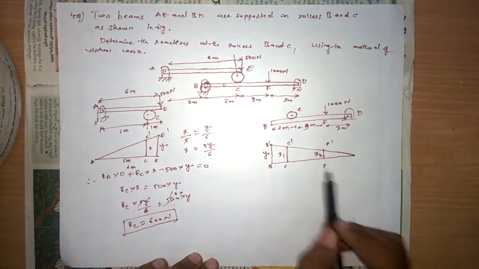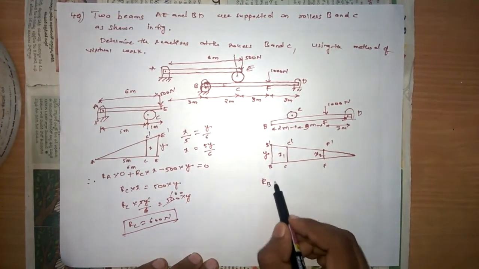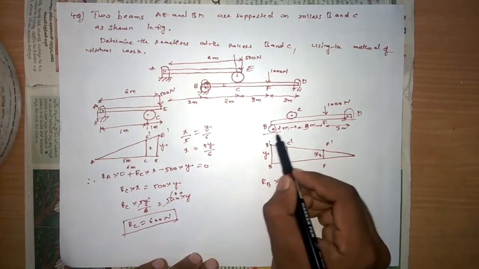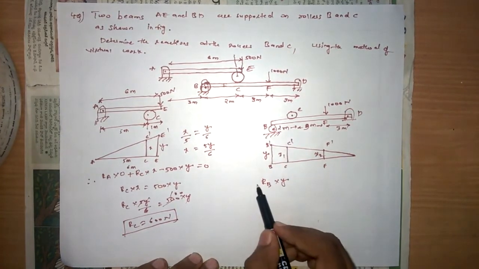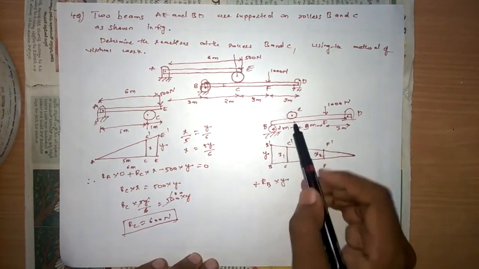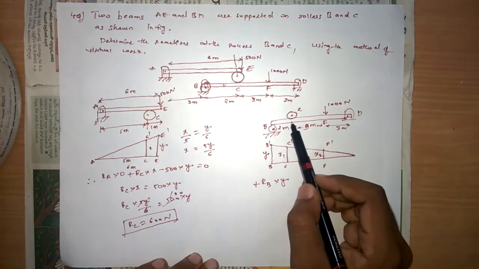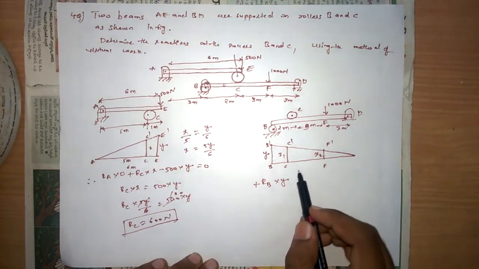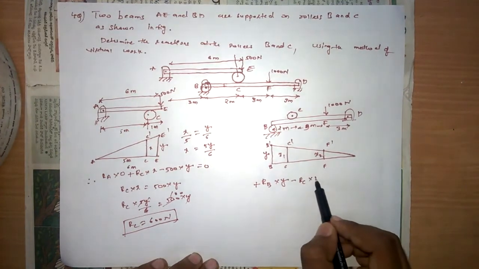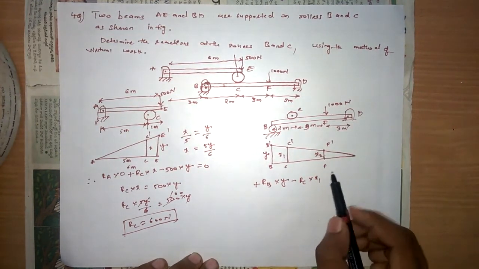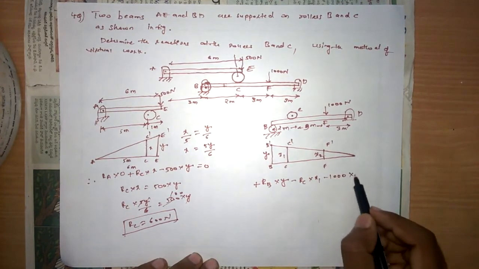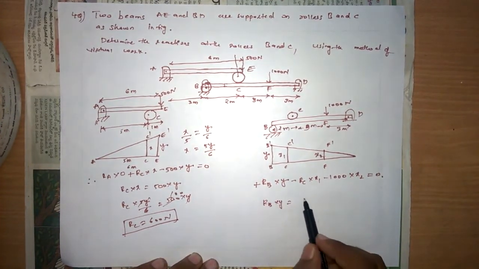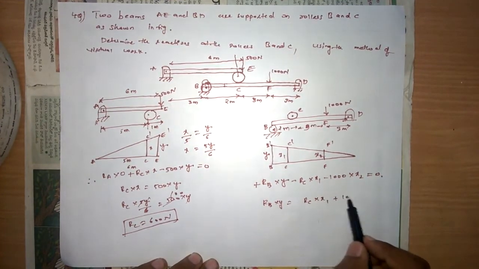Now whatever the loads acting, the work done by the particular load is RB into Y. RB will be acting in the upward direction because here we have a roller support. The normal reaction will be acting upward, and the displacement is also upward, both in the same direction, therefore it is positive. RC is acting in the downward direction because the normal reaction always acts normal to the beam, here downward, therefore minus RC into x1. Here also the 1000 load acts downward and the displacement is upward, so minus 1000 into x2 equal to 0. Therefore RB into Y equals RC into x1 plus 1000 into x2.